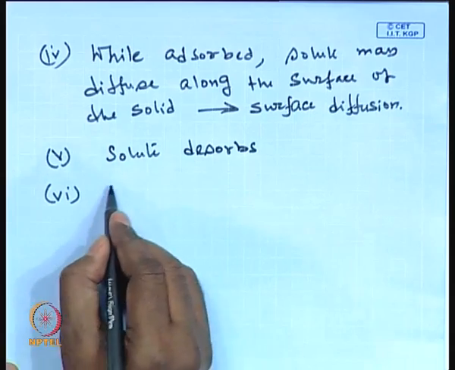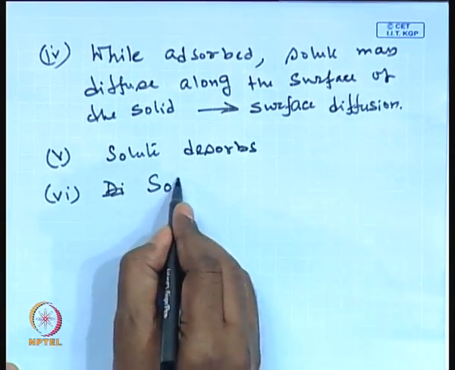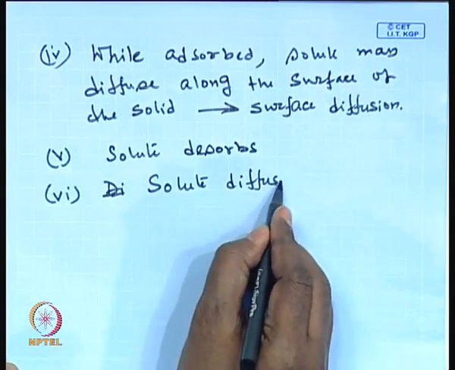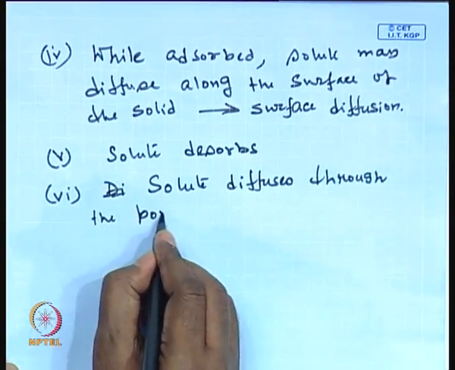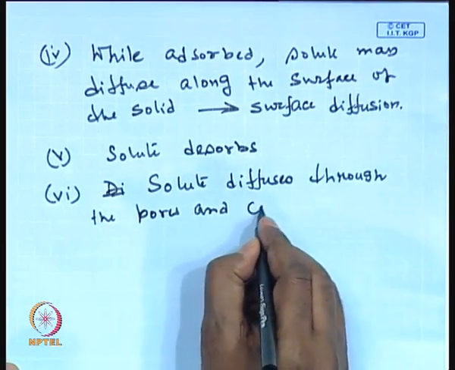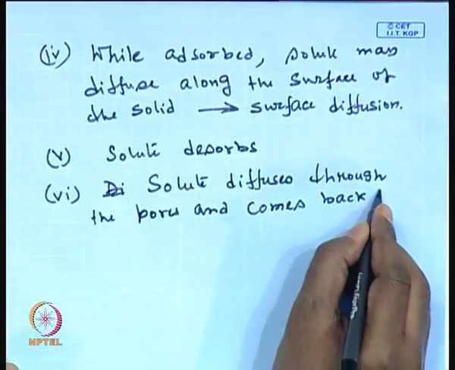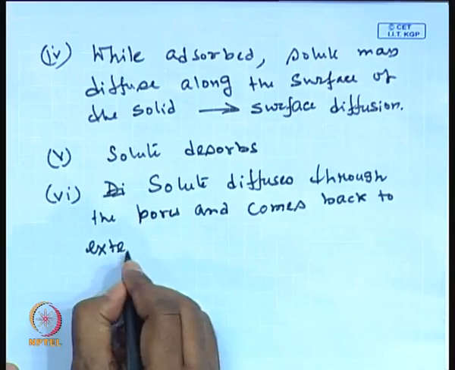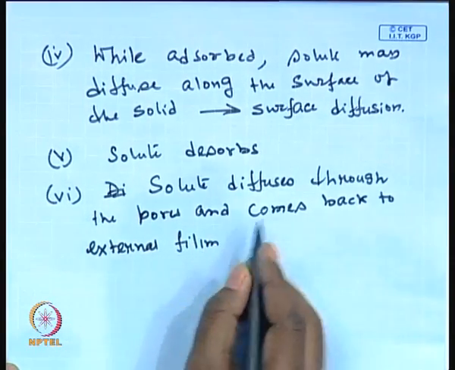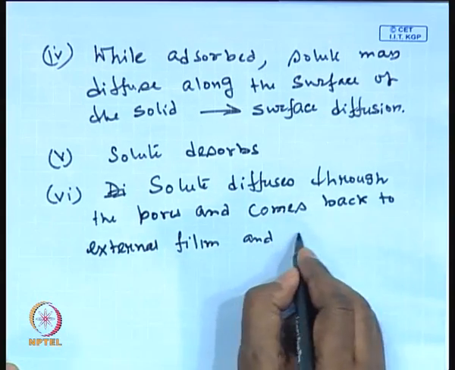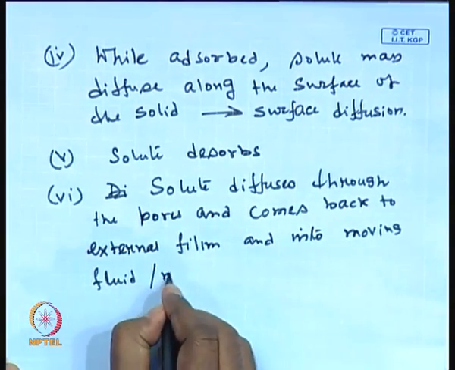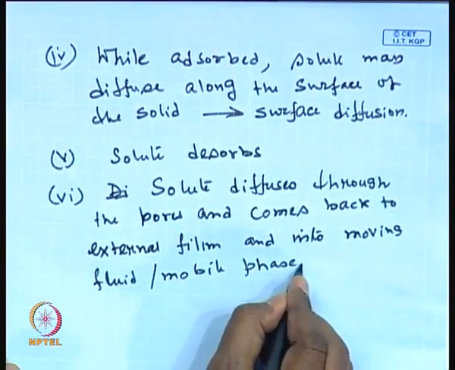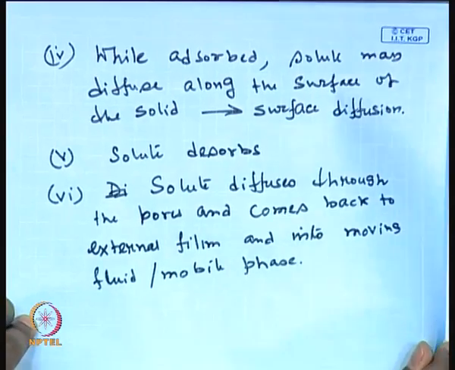Next, it diffuses, that means solute diffuses through the pores and comes back to the external film and into the moving fluid, or your mobile phase. That means, after desorption, it diffuses through the pores, it comes back through the external film, and it again goes into your mobile phase.